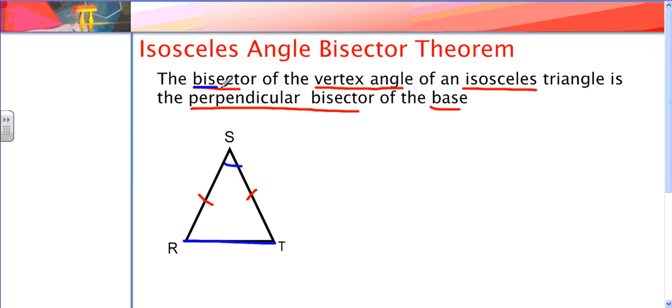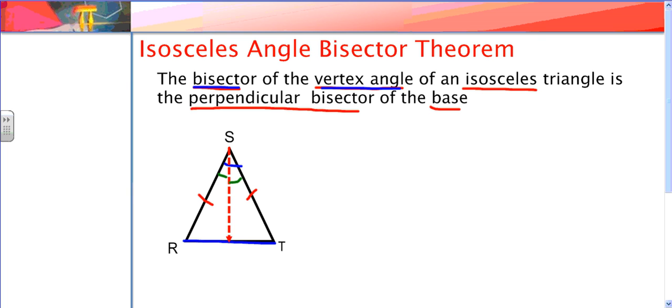So this says the bisector of the vertex angle of an isosceles triangle. So what we need to do is bisect that vertex angle. In other words, we need to cut it in half. We need to bisect that angle. So if we cut this angle exactly in half here, just like this, so now we know that, let's say this angle here is congruent to this angle here because we cut it in half.